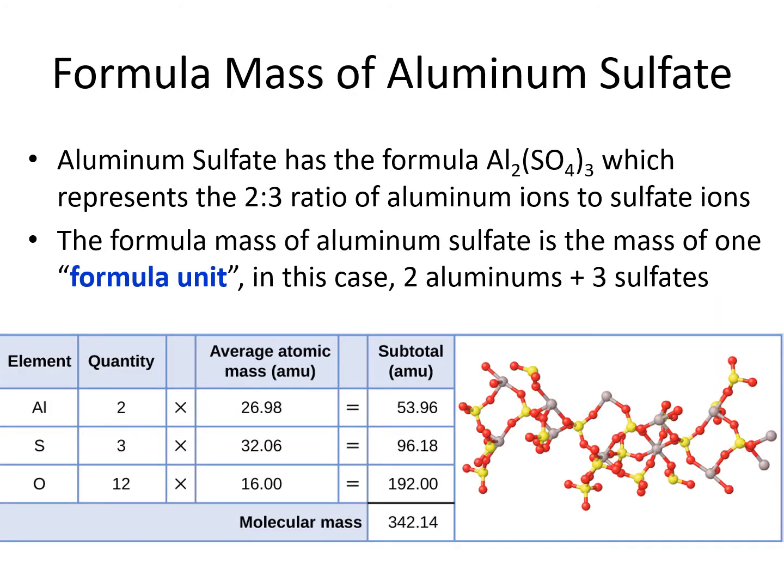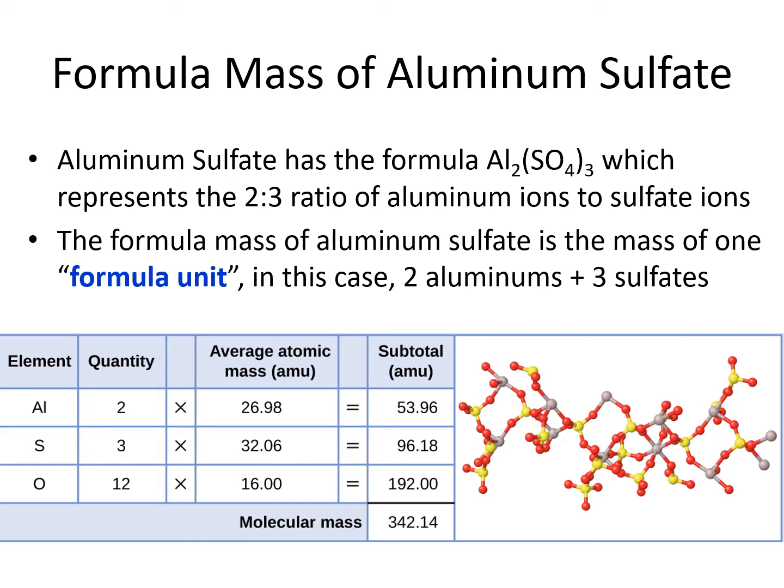We can also find a mass of an ionic compound, such as aluminum sulfate. Aluminum sulfate has the formula Al2(SO4)3. So this formula tells us that there are 2 aluminums for every 3 sulfate ions. One formula unit of aluminum sulfate would contain 2 aluminums and 3 sulfates. But remember that ionic compounds are a 3-dimensional array of ions, and so there would be many more of each of them.